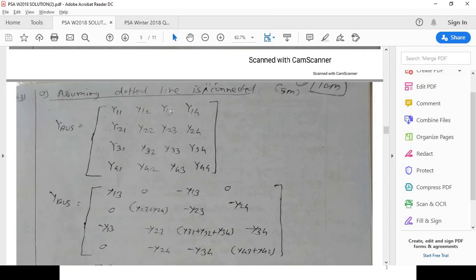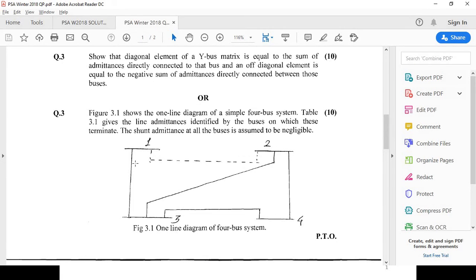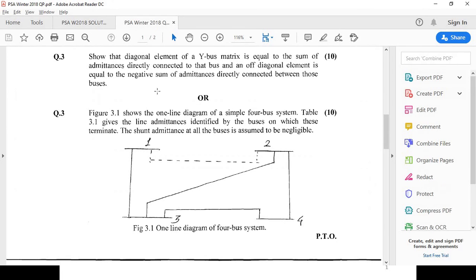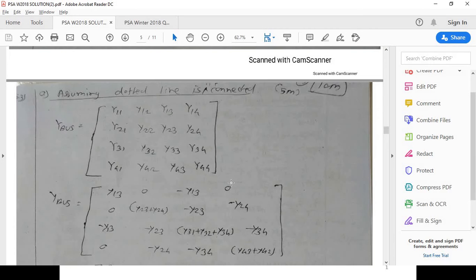Now how to calculate y13? Y13 is again an off diagonal element. That means it is the negative sum of all the admittances connected between bus number 1 and 3. In between bus number 1 and 3 there is a connection, so y13 will be present, but it is a negative sum, so it will be minus y13 because it is an off diagonal element. Similarly, y14 is the negative sum of all the admittances connected between bus number 1 and 4, but there is no direct connection between them, so that parameter will be 0.